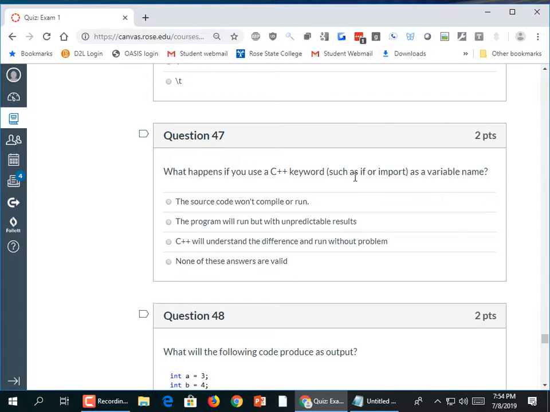If you use a C++ keyword like if or while or whatever as a variable name, it's not going to work. If I say if equals 3 because I want to create a variable called if, that's not going to work. It's part of the grammar of the language, so it won't compile.